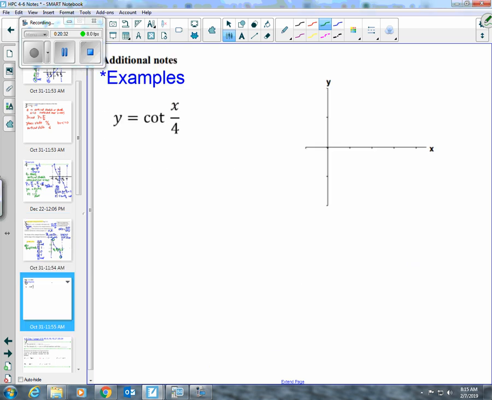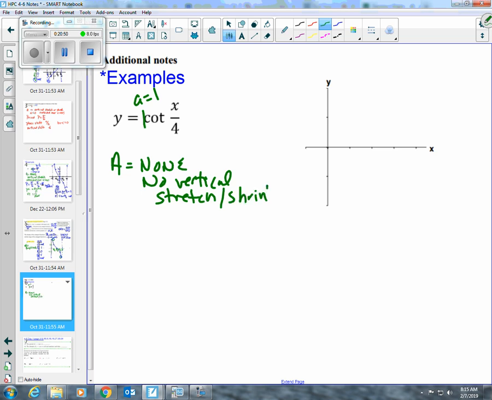All right, so let's go ahead and make our list. So in this case, amplitude, you'd have to say none, but I would also say no vertical stretch or compression. And why is that? Well, look at what your a value is out front. It's a 1. So if a is 1, that means it's the regular parent graph. So there's no stretch or shrink vertically on this graph at all.